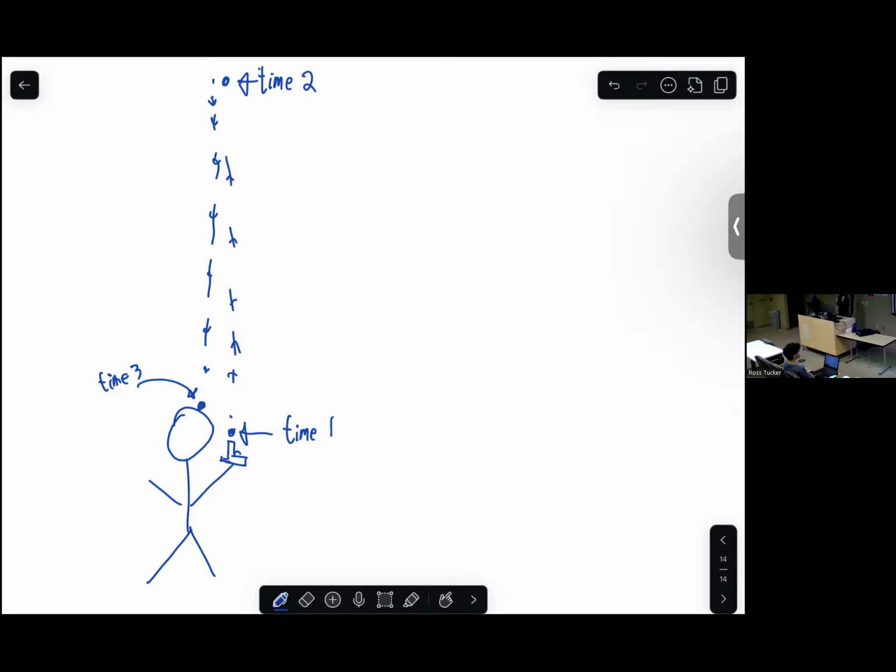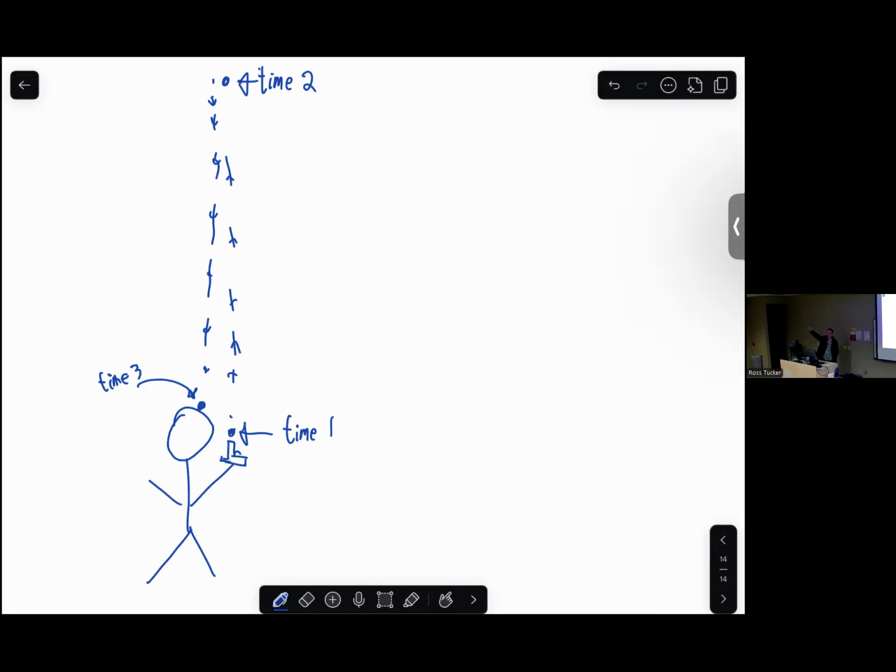I shoot a gun straight up, which is a great idea. Absolutely no danger whatsoever in shooting a gun straight up. Call time 1 the instant the bullet clears the barrel. Call time 2 the instant the bullet reaches its peak height. And call time 3 my last moment on Earth, okay? I hold the gun like this. Pew! Really smart idea. You should do this.